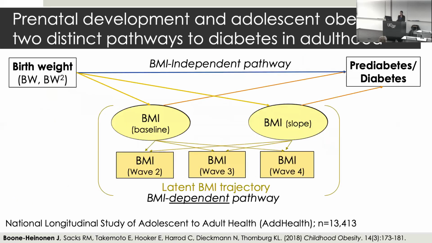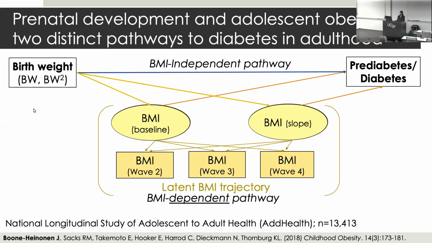Okay, so this is the last set of results that I'll show. This is using data from the National Longitudinal Study of Adolescent to Adult Health. It's a school-based study that follows adolescents into adulthood. At the time of this study, there were four waves of data available. I believe there's a fifth now.